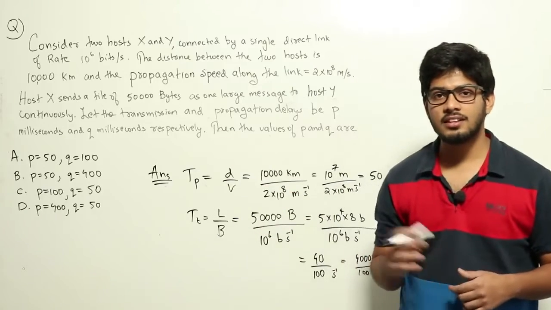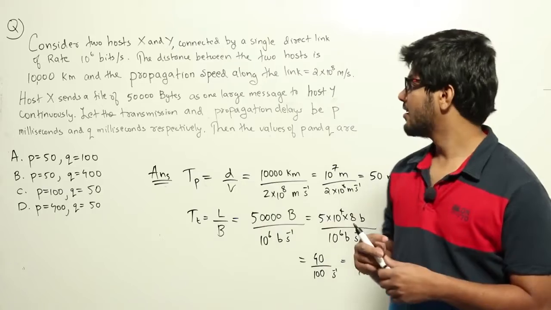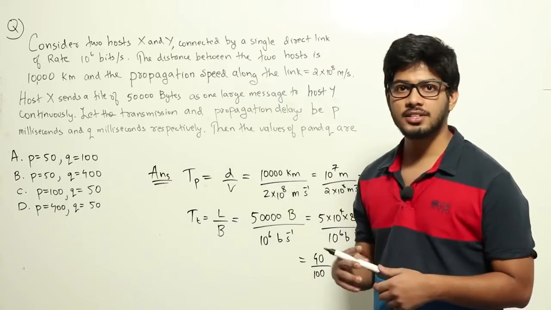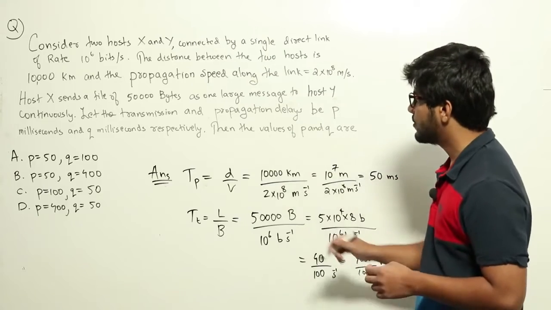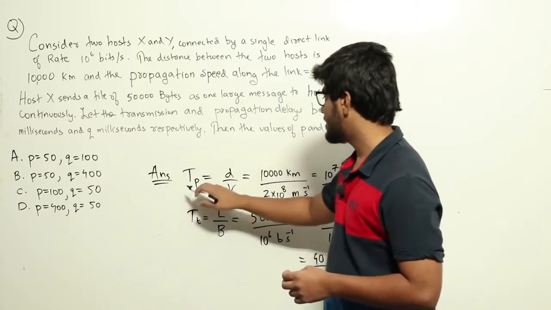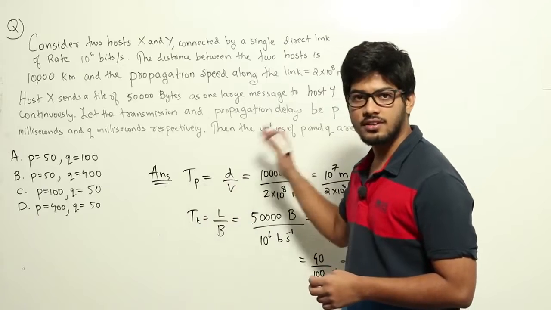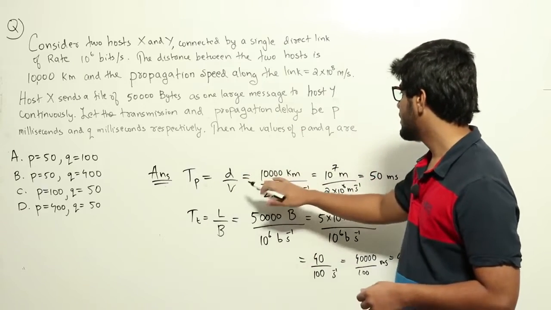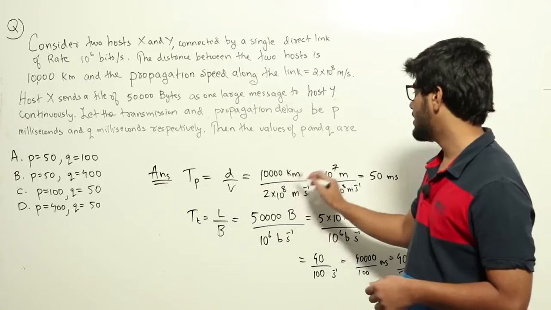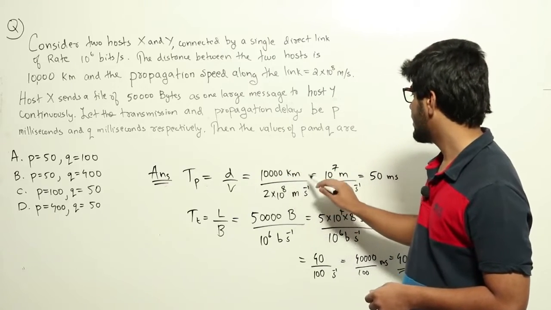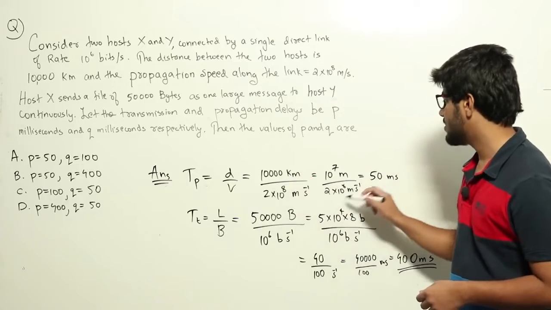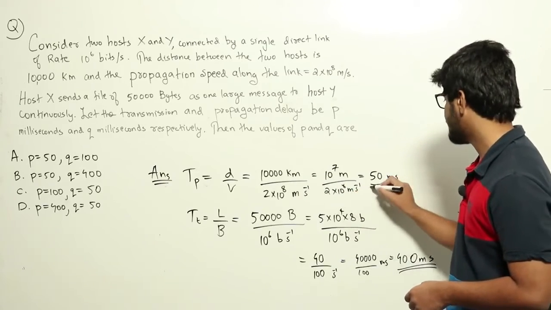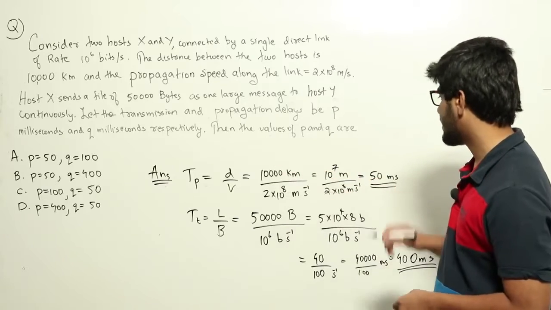So this is an easy question coming from computer network section. We have been given this connection details and we just need to find out the propagation delay and the transmission delay. So propagation delay Tp will be equal to total distance of the link divided by the velocity in the link. That will be equal to distance 10,000 km divided by 2 into 10 raised to 8 meter per second. That is 10 raised to 7 meter divided by 2 into 10 raised to 8 meter per second. Now that is equal to 50 millisecond. So propagation delay is 50 millisecond.